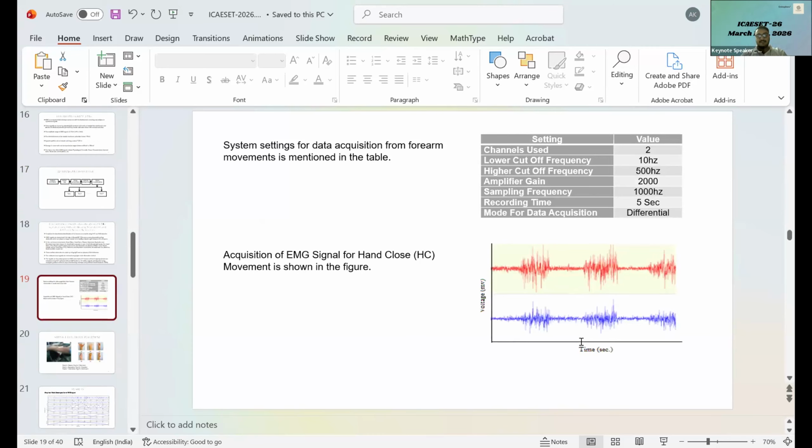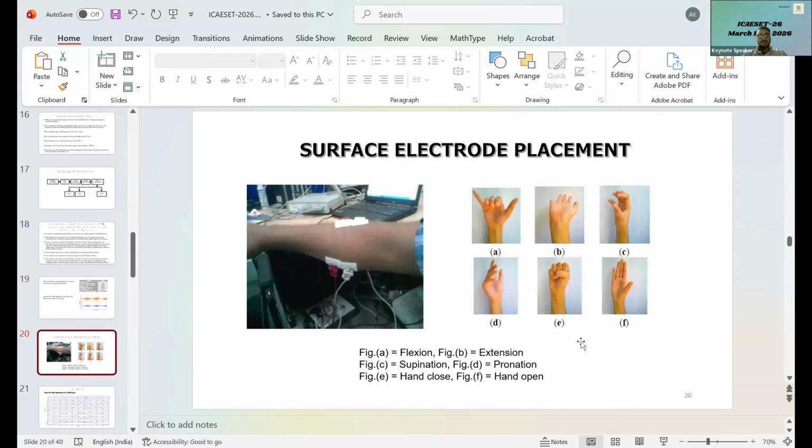So as previously shown, these are the EMG signals for a movement. We have taken 6 movements: hand close, hand open, supination, pronation, flexion, and extension. These 6 movements we have used in our research.